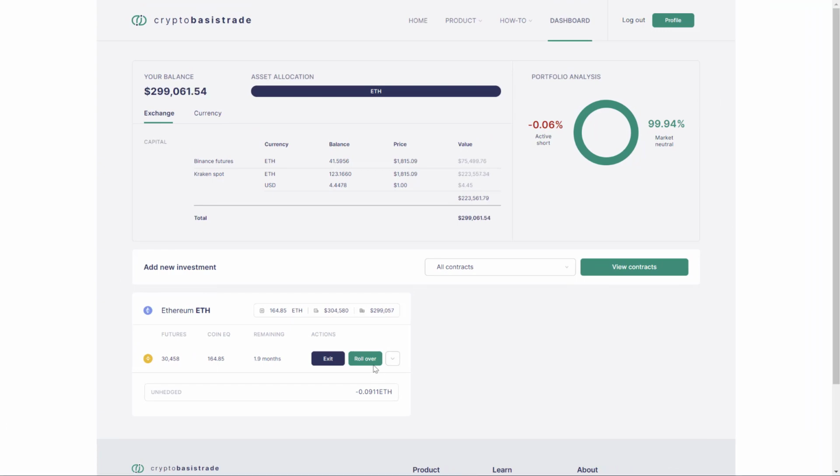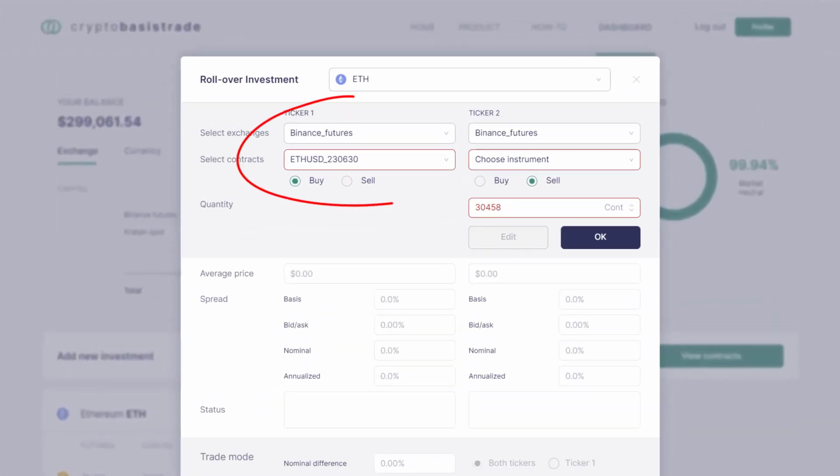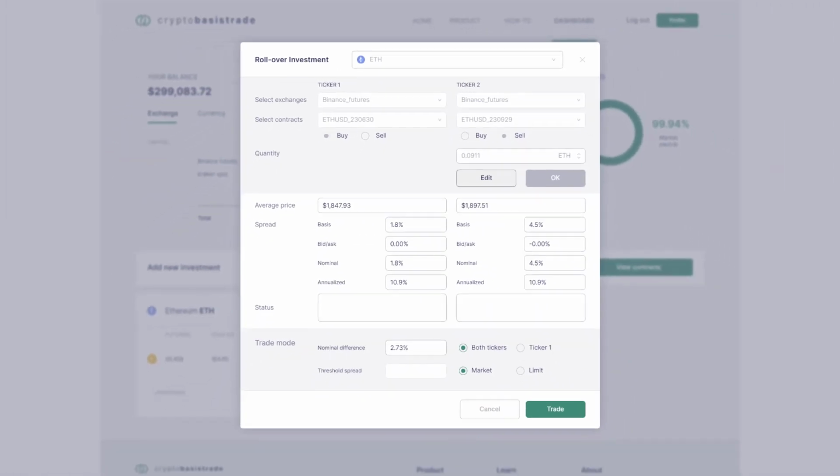Open the trader and choose the right contract in Ticker 1 fields. Set to buy. Ticker 2 fields may need to be adjusted, but they are irrelevant for this trade. Put the amount of unhedged Ether into the quantity field. Set trade mode to Ticker 1 and press trade.